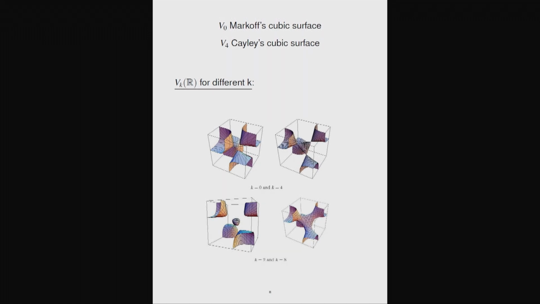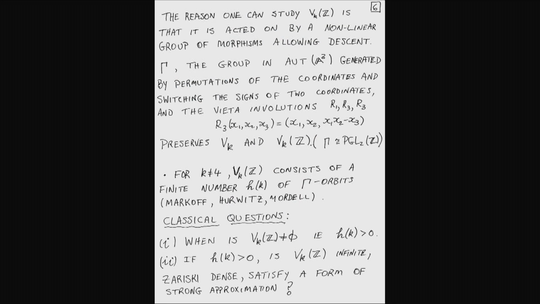If you move k from 0 to 4, what happens is that little blob at the origin grows into a little compact piece for the surface. And then when k is 4, at the Cayley case, this is the unique case where you have these 4 cone singularities, and that's why the Cayley surface is so important. When they join, and when k is bigger, you already have one component here. So that's what the real solutions look like, and we're interested in the integer solutions on there.